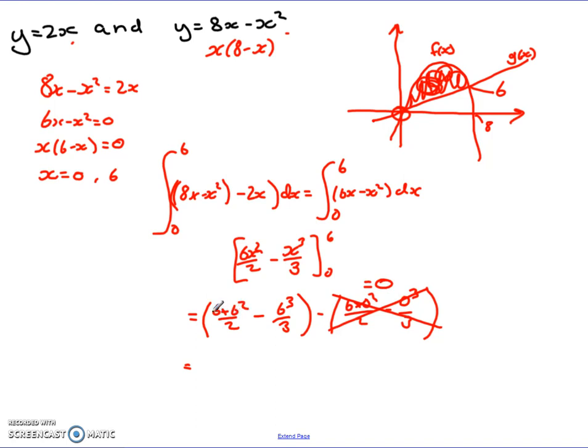6 times 6 squared, well 6 divided by 2 is 3, 6 squared is 36, 3 36's give me 108. Take away 6 cubed divided by 3, what that ends up giving me is 216 divided by 3, which simplifies down to 72. 108 take away the 72 gives me my final answer of 36 square units. So there you go, that's me got my area between these two curves here.